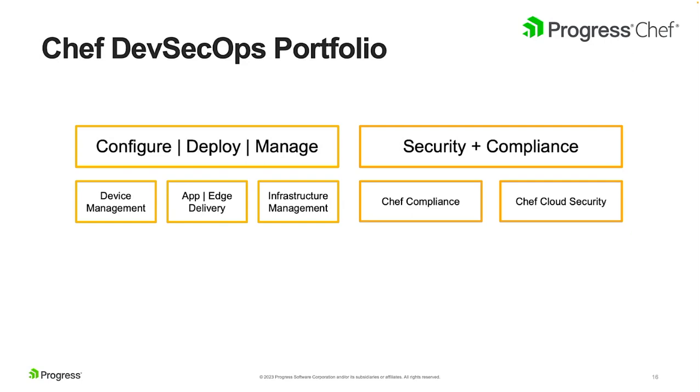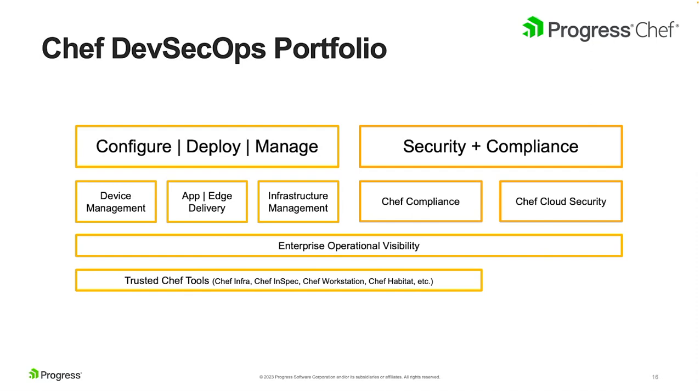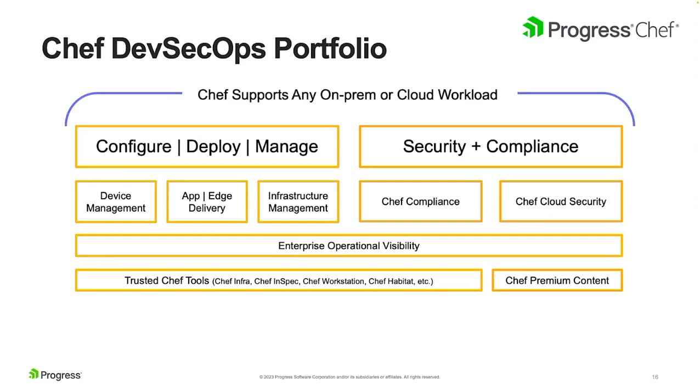We provide an integrated view of all assets that includes operational visibility using a single control plane, or pane of glass. All this value rests on a proven set of trusted tools. You may have heard of these already, like Infra, Inspect, Habitat, Automate, etc., all supported with premium content, which includes out of the box configuration and security helpers for standard environments. The entire product portfolio serves any cloud to any edge.